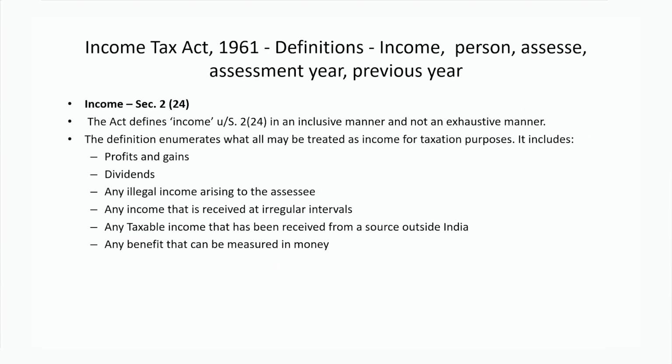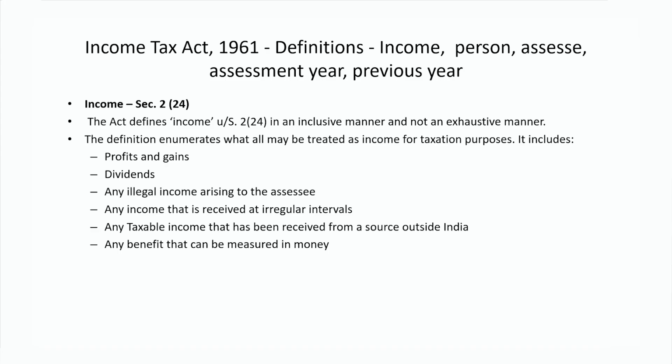So let's look at this definition of income. Now we'll be looking at various definitions, the first one being income. Income has been defined under section 2 clause 24 of the Act. Basically there are a lot of components within that definition. Let's look at it in fine print now. The Act defines income under section 2 clause 24 in an inclusive manner and not in an exhaustive manner.